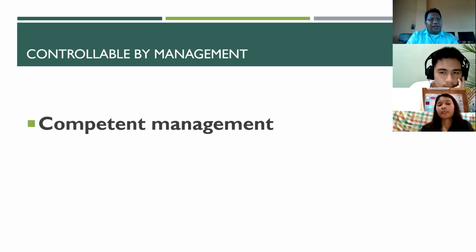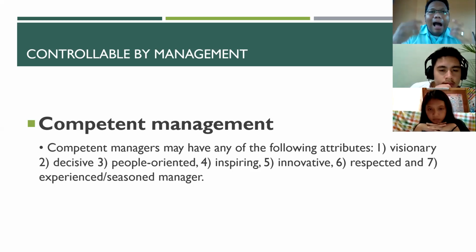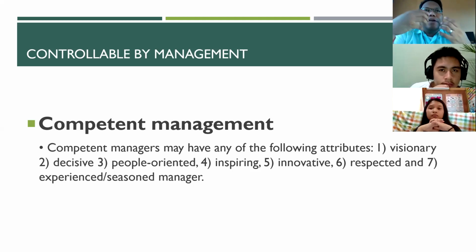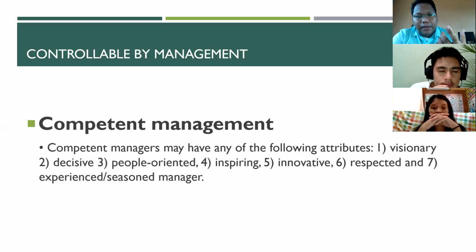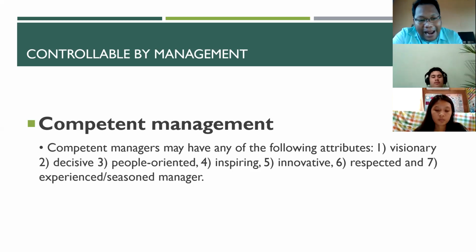Competent management is another controllable factor. Competent managers may have any of the following attributes. To those who wish to become competent managers, you should try to become visionary, meaning you're the kind of manager who sees a direction, who looks at the goal, who has a vision, who envisions how the business goes in the long run, or who envisions a good direction for the business. A competent manager is also decisive, must learn to stand on good grounds to arrive at a good decision.